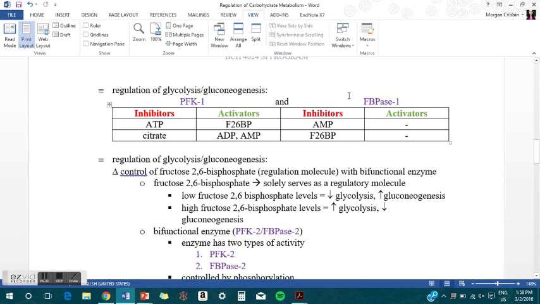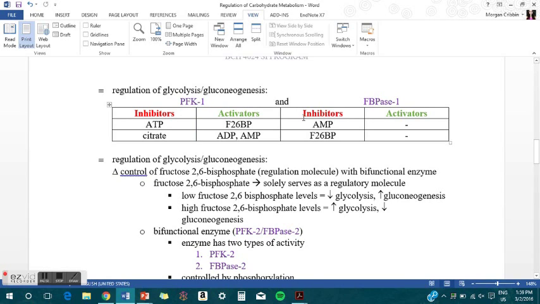So when PFK1 is more active, FBPase1 is going to be less active, because glycolysis and gluconeogenesis in these two reactions, this one which is in glycolysis and this one which is in gluconeogenesis, directly oppose each other. This enzyme here, FBPase1, we learned is the bypass step for this reaction because it won't go in the opposite direction. So we talked about the inhibitors and the activators of PFK1 before, but we're going to talk about the inhibitors of FBPase1.